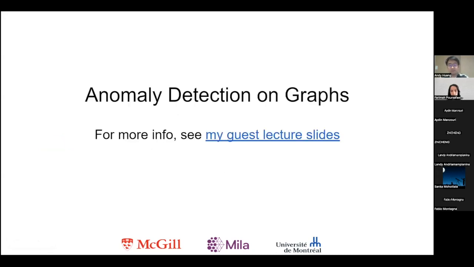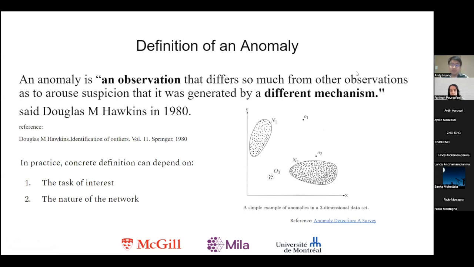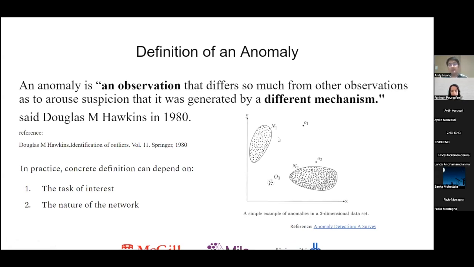Okay, first, just to get started with the basics so we are all on the same page: how do we define an anomaly? An anomaly is an observation that is very different from other observations, such that you would suspect that it was generated by a different mechanism. This is one of the first definitions of anomaly, given by Douglas Hawkins in the 1980s.